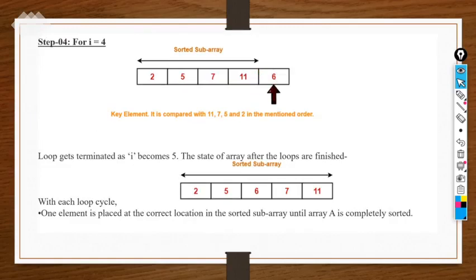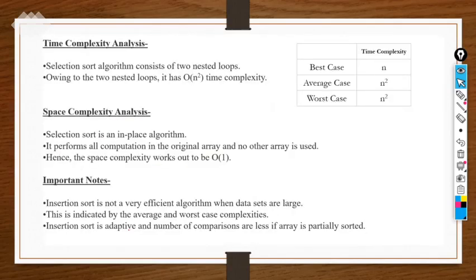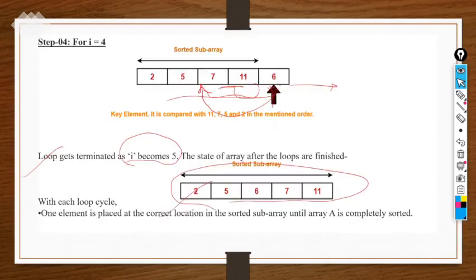So next, if it compares 6, then it is the minimum value compared to these two values. Now what it will do: the loop gets terminated as the I value becomes 5. After that, you will not move further. The stated element will come here, so this value will come here, and these two values will be shifted to the right position. So this will be the final sorted subarray, right? So here, one element is placed at the correct location in the sorted subarray until array A is completely sorted.